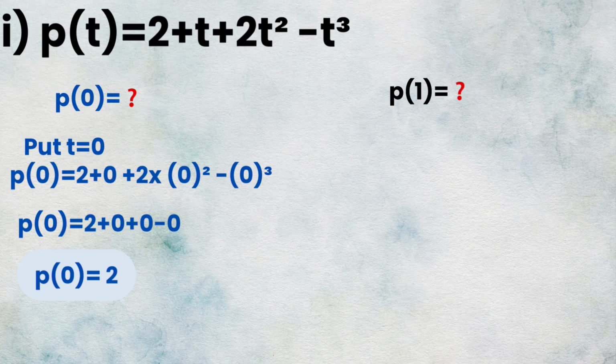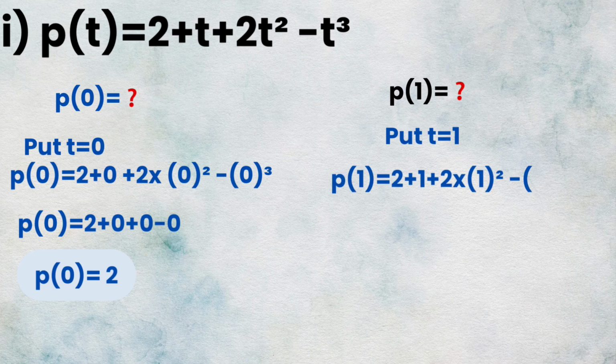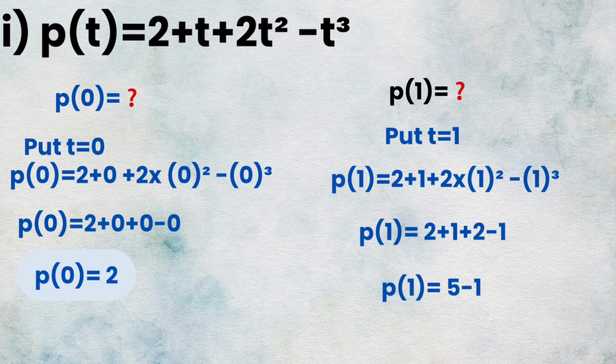Next is to find p1. For that put t is equal to 1. Then the expression will be p1 equals to 2 plus 1 plus 2 into 1 square minus 1 cube. This will be equals to 2 plus 1, 2 into 1 square becomes 2 and minus 1 cube will be 1. Then the value is 2 plus 1 plus 2 is 5 minus 1. The value of p1 is 4.